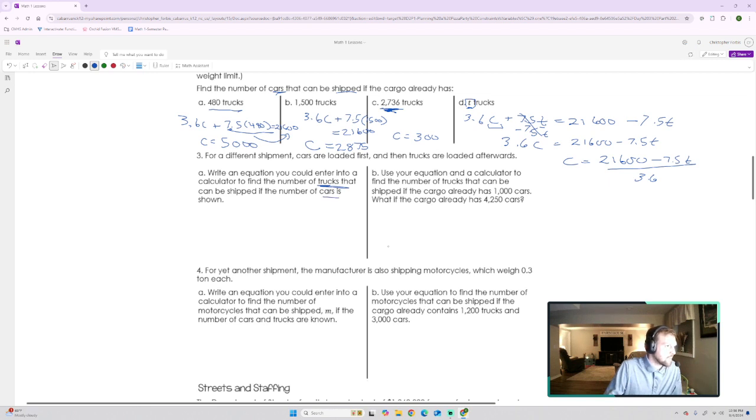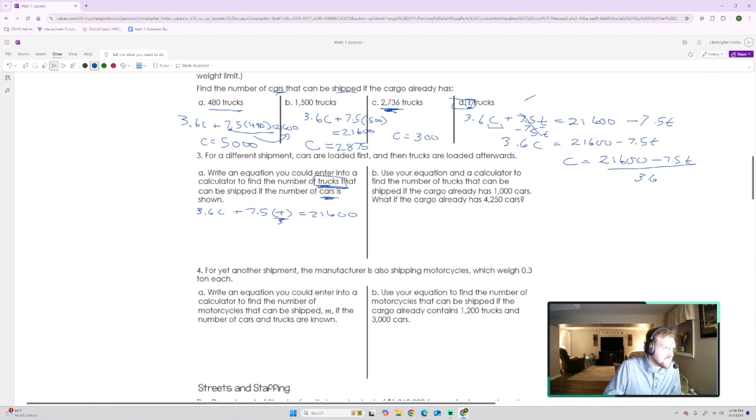It's literally asking us exactly what we did in part D, except instead of T trucks, we know we have C cars. So again, the equation is 3.6C plus 7.5T equals 21,600. But now it wants us to write an equation that can help us find the number of trucks, given that we know cars. So it's asking us to get T by itself in this equation.